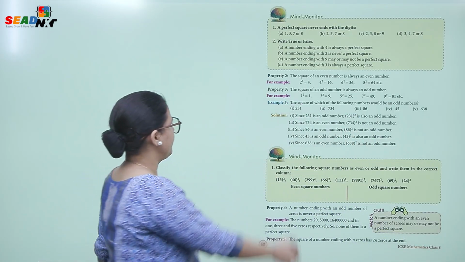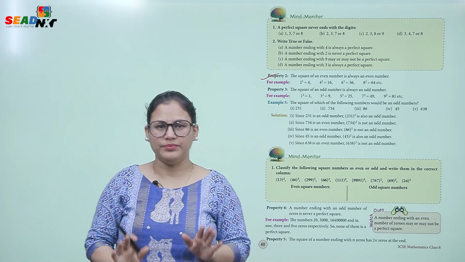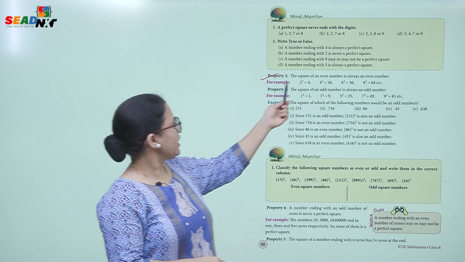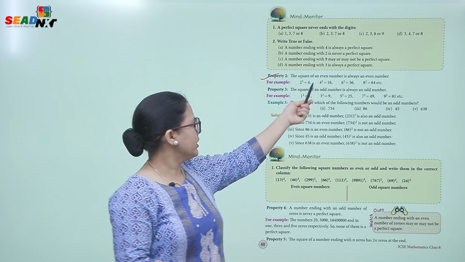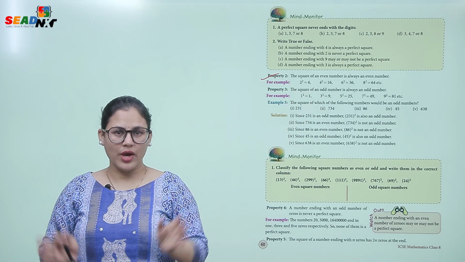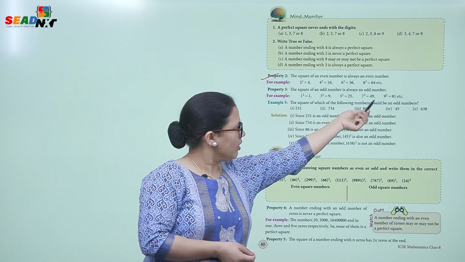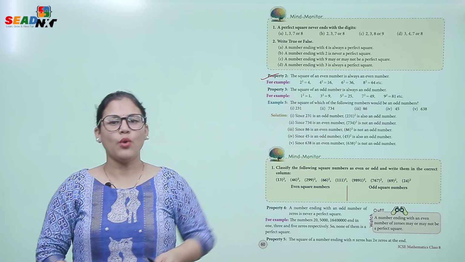Property number 2. The square of an even number is always an even number. Okay, for example, this is an even number, its square is also an even number. Property number 3, the square of an odd number is always an odd number. Okay, for example, all these are odd numbers and their squares are also odd numbers.